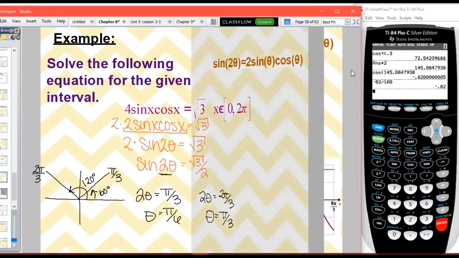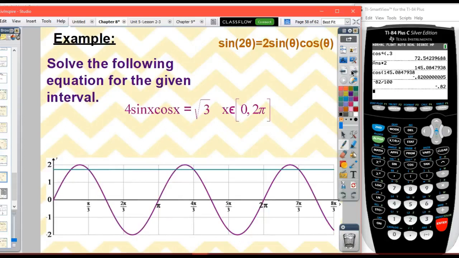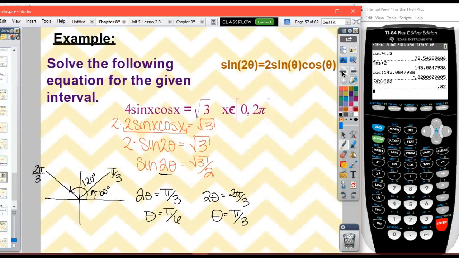Now, if we look at the graph, we can see that in between 0 and 2 pi, I should have 1, 2, 3, 4 answers. In radians, we typically add increments of 2 pi to get more. However, this is a 2 theta, which means that the period is no longer 2 pi, the period is half that, which is pi. That's because of that 2 right in there. So I can add increments of pi to each of these to get more answers.